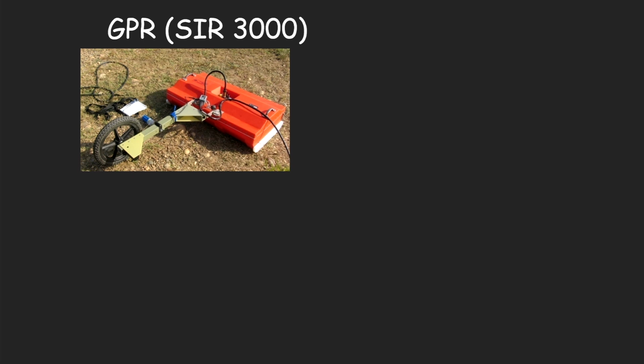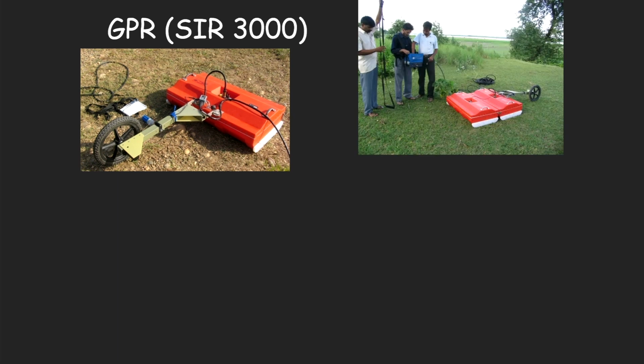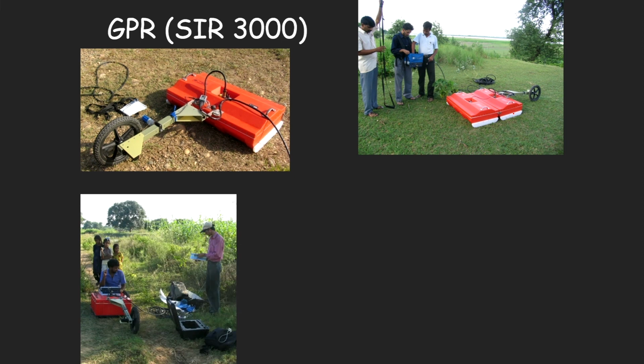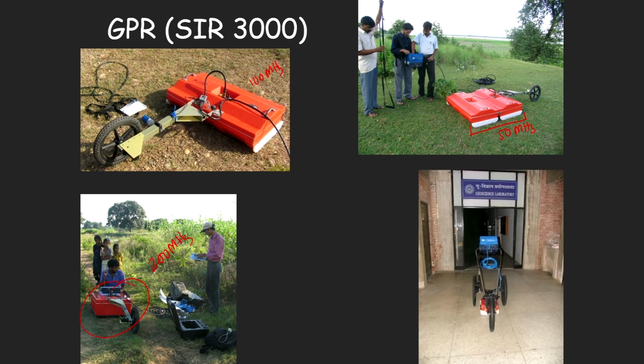This is a 100 megahertz antenna, and when we connect this in parallel, it becomes like a 50 megahertz antenna. This one is the 200 megahertz antenna, and this, as I told, is the 100 megahertz antenna. When we connect these two, it becomes a 50 megahertz antenna, and this one is your 400 megahertz antenna.